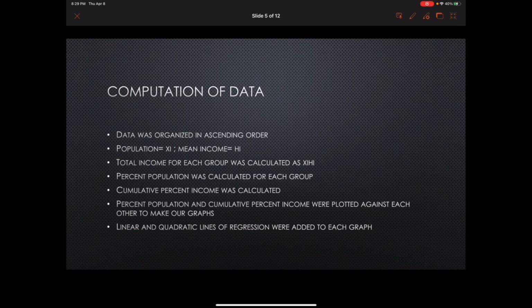Once the data was sorted in ascending order, the population size was labeled as XI and the mean income as HI. The total income for each group was then calculated as XI HI. For each group, the percentage population was calculated. We found this by dividing by the total population, then the cumulative percent income was calculated. This was found by dividing the total income for each group by the sum of all incomes and adding them together. The percentage population and cumulative percent income were then plotted against each other to make our graphs. For each country, we created two graphs, one graph containing a linear regression line with linear equation. The other graph contained a quadratic line of regression and a quadratic equation.